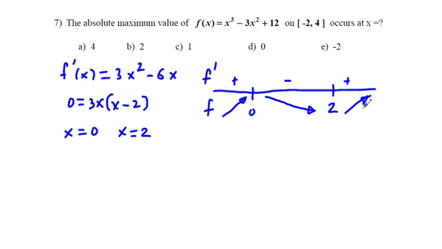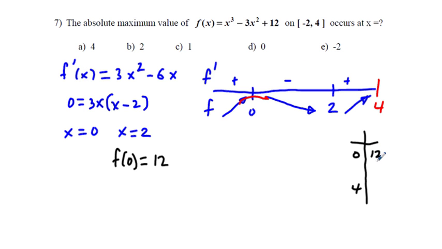Our only candidates for relative maximum, remember we're going all the way up to 4 here on the right, are going to be at 0 and at our endpoint 4. And so we do a candidate test, but instead of using all 4 candidates of negative 2, 0, 2, and 4, we just have to use 0 and 4. So here we are with 0 as an input and 4 as an input. Plugging in 0, f of 0 is equal to 12, because anything with an x is 0. So 12 is our value, so that's a possibility.